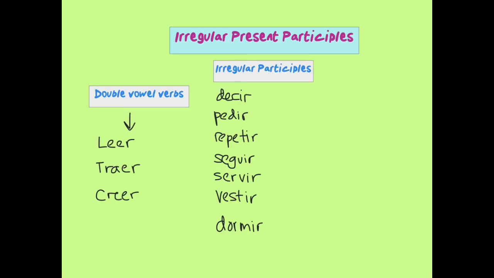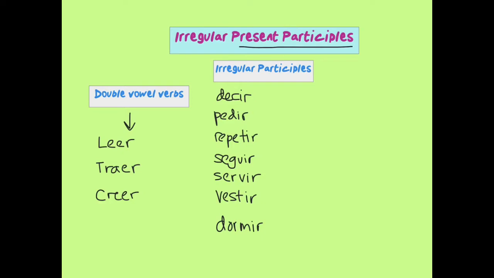Now, of course, there are going to be irregulars too. In this case, estar stays the same no matter what. But what could be irregular are the present participles, the ing forms of the verb. There are two types of irregular participles that I want to take a look at. The first one I call double vowel verbs.